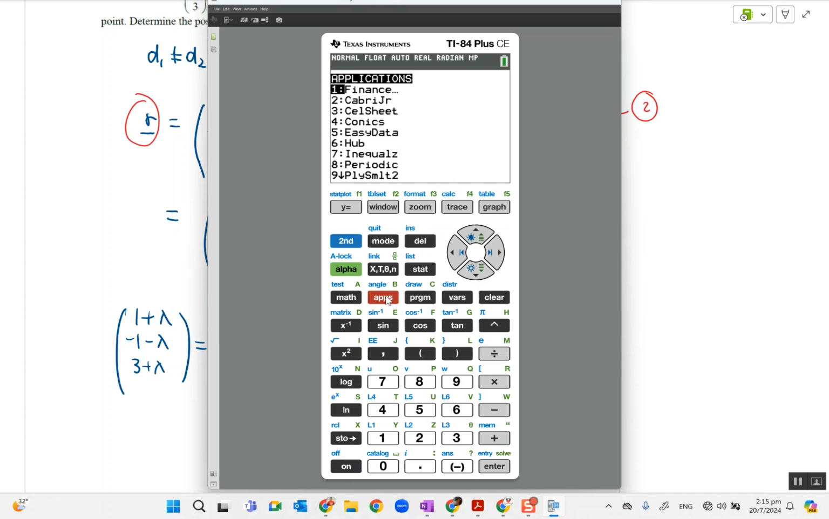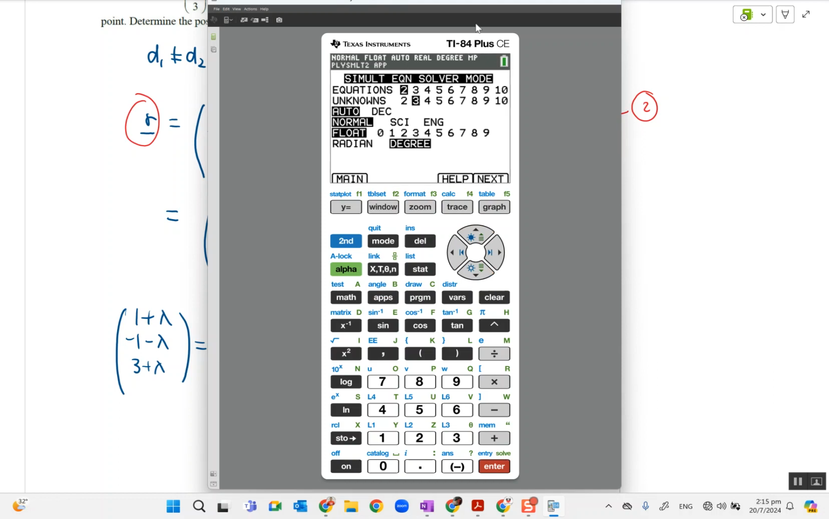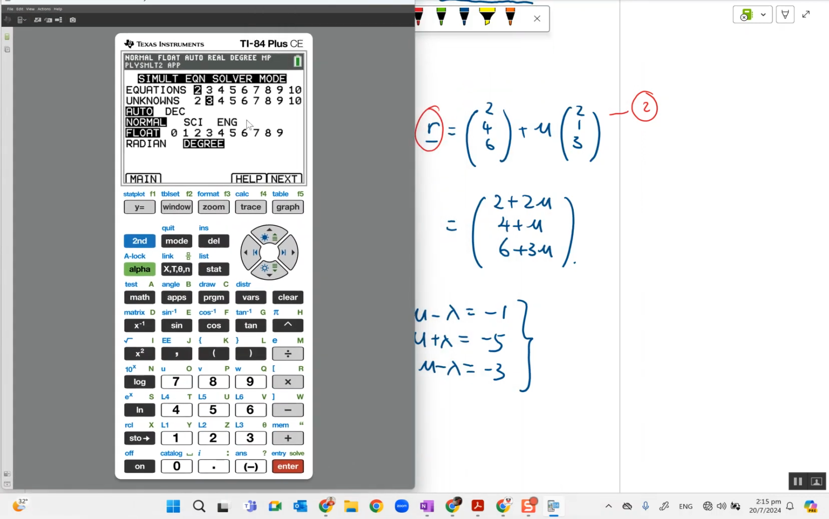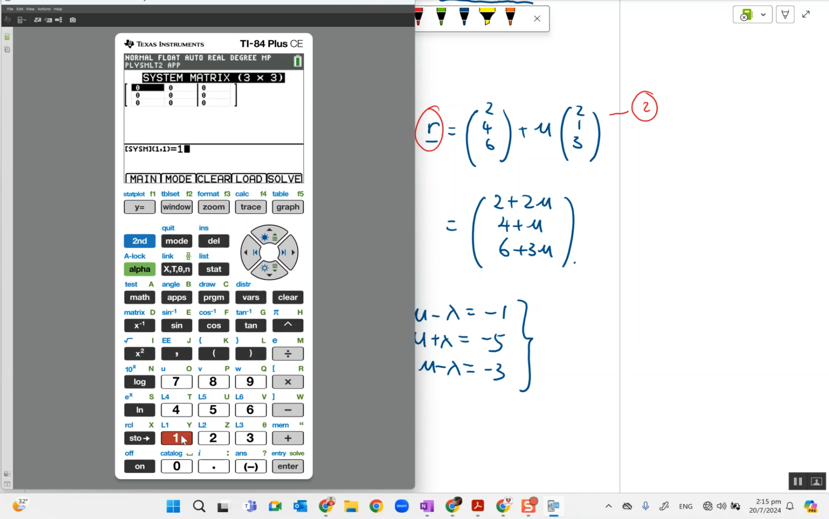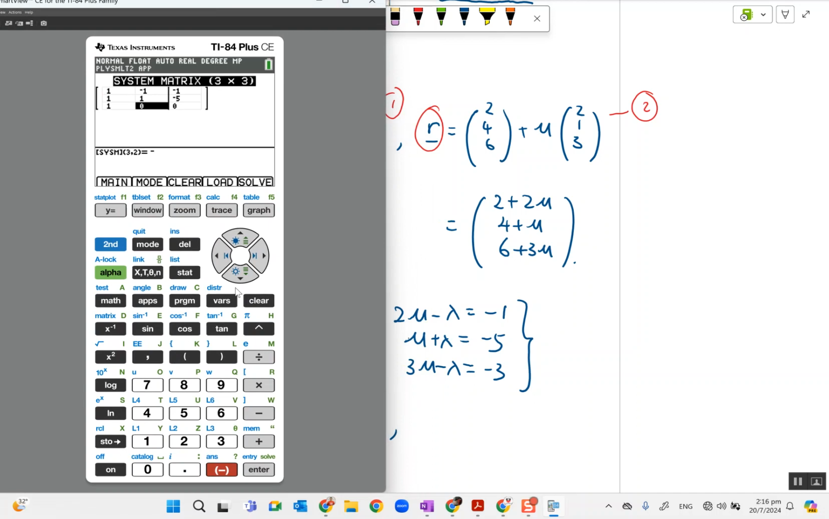Go to your apps, simultaneous equation solver, and then number 2. I have 3 equations, 2 unknowns, which is a good thing for you. Then I press next: mu minus lambda equals negative 1. Mu plus lambda equals negative 5. As well as mu, I think there's a 2 and there's a 3 here, so be careful. Let's make it correctly, equals negative 3.